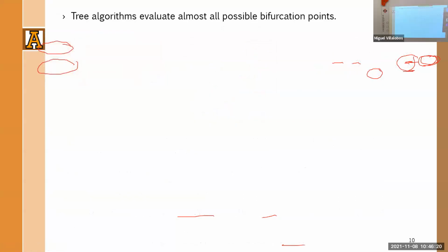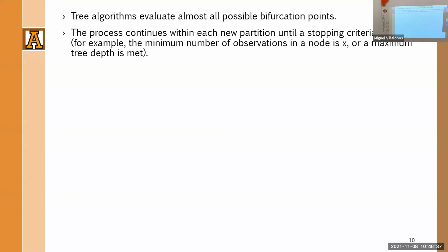Now, once we determine which is the best place to split, after evaluating all possible bifurcation points, so I need to evaluate every possible point where I can split the data. And after evaluating all of those, we select the one that gives us the largest gain in Gini index, that is the largest reduction in Gini index. Until when do we stop? We stop until the stopping criteria is met.